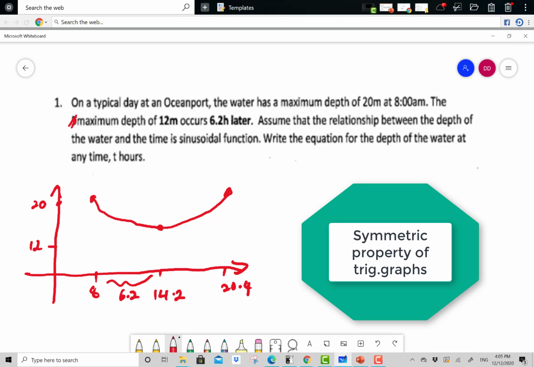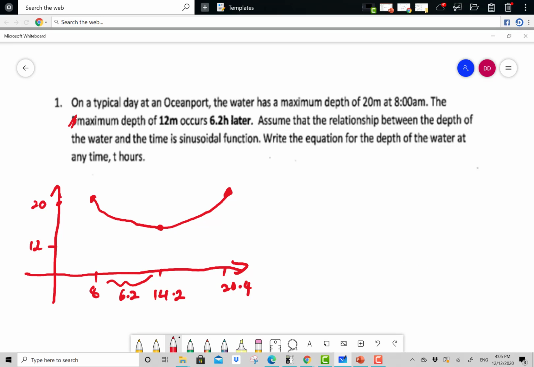Now we're going to need to identify the key terms in this. Firstly, we need the midline. The midline is going to be the max, which in this case is 20, plus the min, which is 12, divided by 2. That's 20 plus 12 divided by 2, which is going to give me 16.